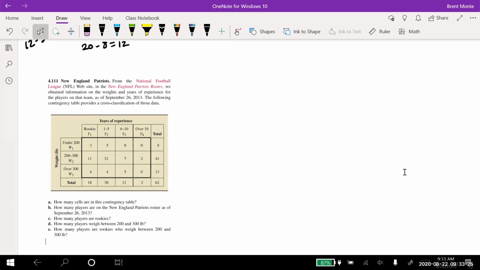So the first question says, how many cells are in the contingency table? Well, remember, the cells are just the ones that have the raw data, not the totals. So we've got 1, 2, 3, 4 across the top, 3 going down, 4 times 3 is 12. So on A, we'll just say 12 cells. Go ahead and write cells down. All right, how many players are on the New England Patriots roster as of September 26, 2013? Well, the number of players, that's going to be the total of the totals of the rows, total of the columns. So on B, we would say 62 players.